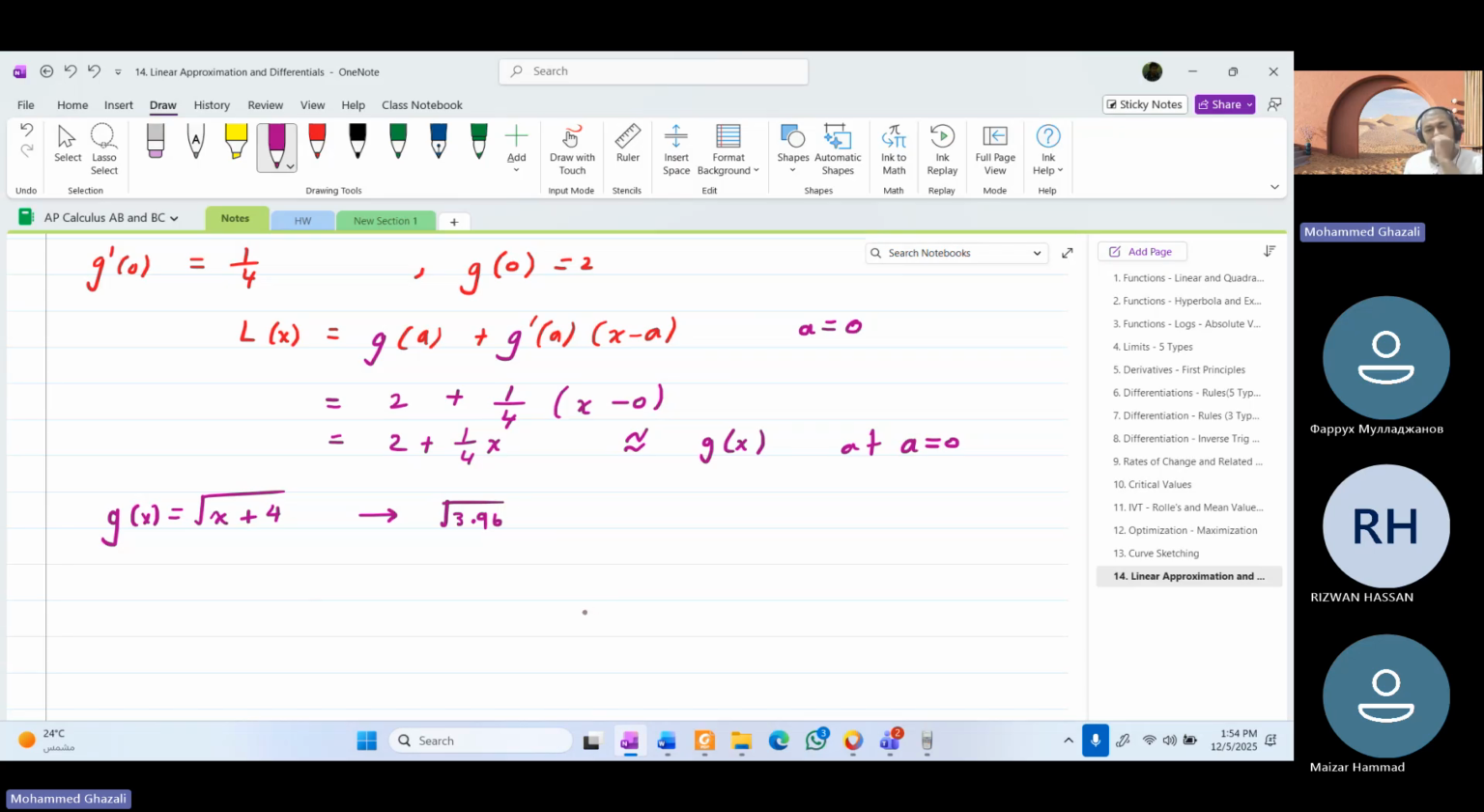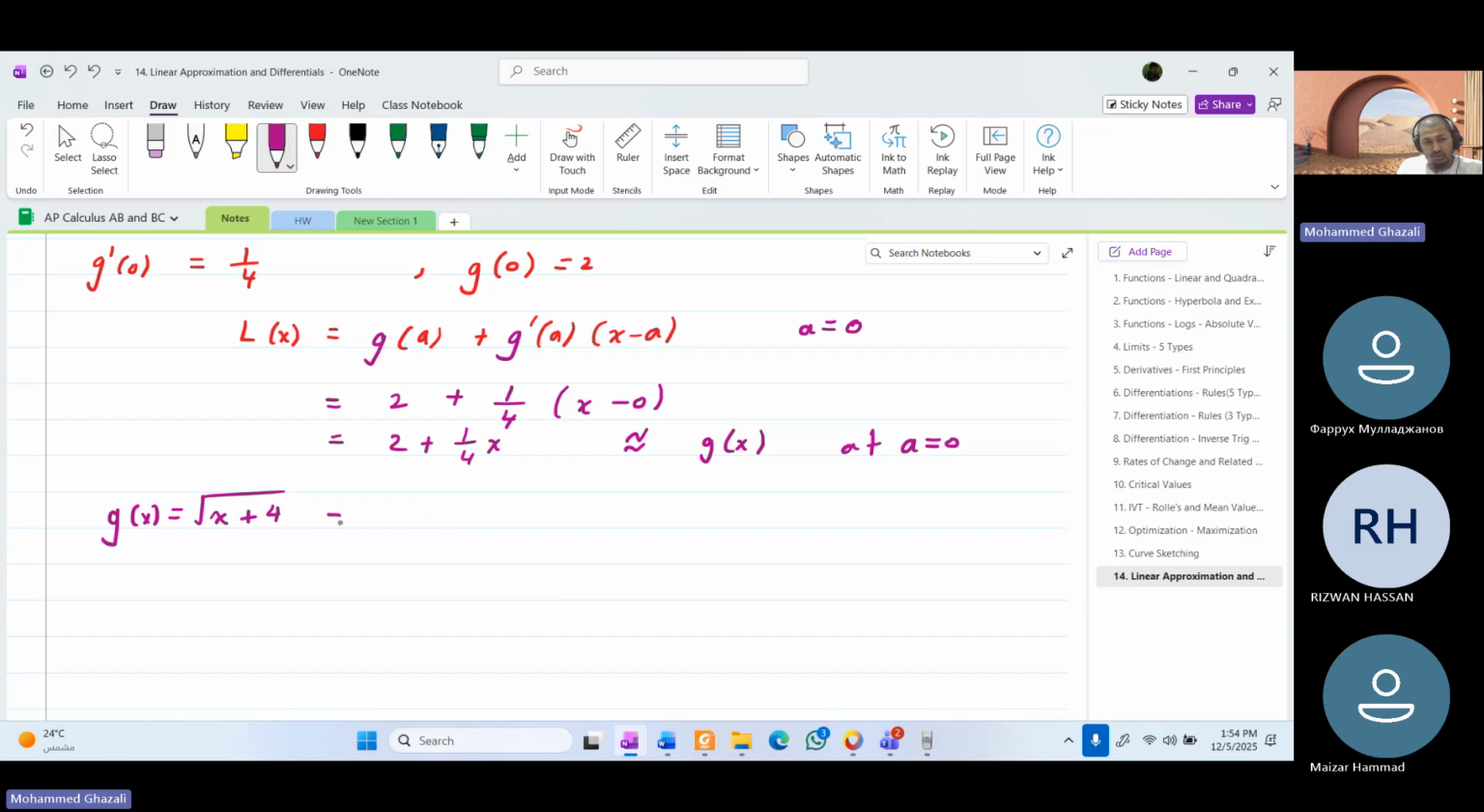How are you going to approximate that? What value of x are you going to put here to get 3.96? 4, or 0 to approximate, right? No, I'm not approximating. If I want to find the actual value, what value of x will you put inside here to get exactly 3.96? Yes, minus 0.04, excellent.